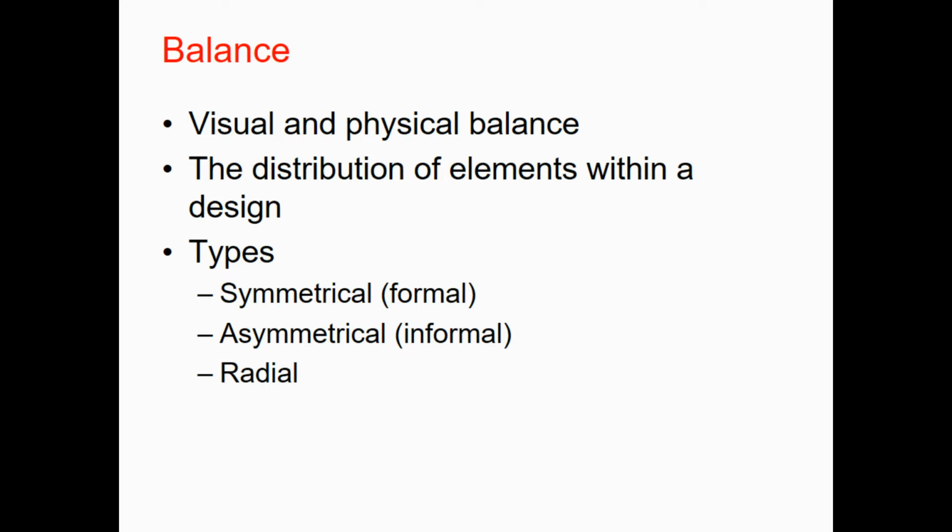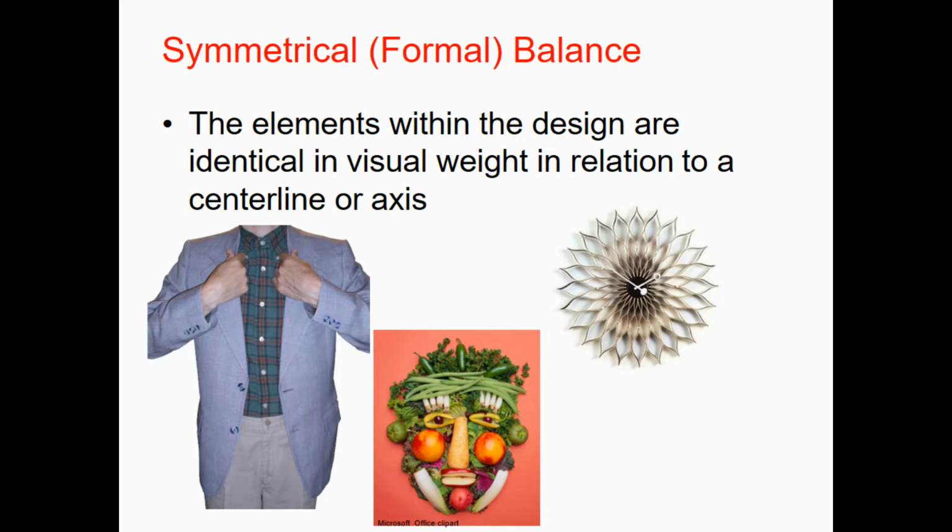So the first one is visual balance. That's a physical thing. It's a distribution of elements within a design. And there are three types of balance. There is symmetrical balance, which is formal. Then there is asymmetrical, which is informal. And then there's radial, which is circular. So those are the three different kinds.